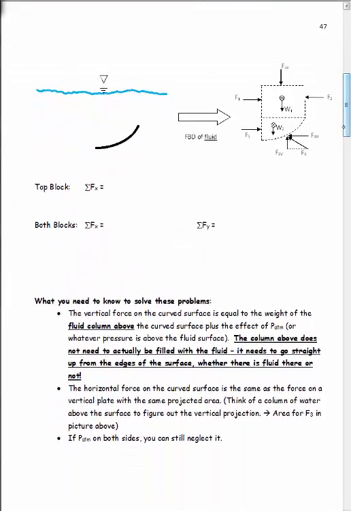So to solve these, we are actually going to use weight, and I guess that's where part of the confusion comes in. But what we want to do in all these problems, the first step is to draw an area, or a volume. We want to draw a volume, and that volume we want to draw always goes straight up from the sides of the surface to some known pressure.